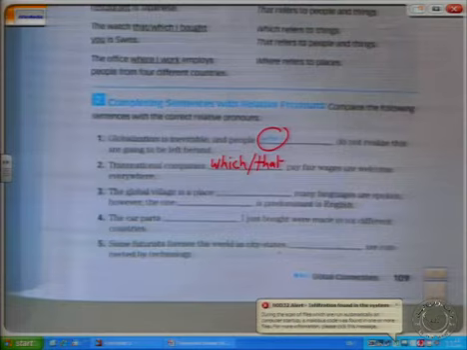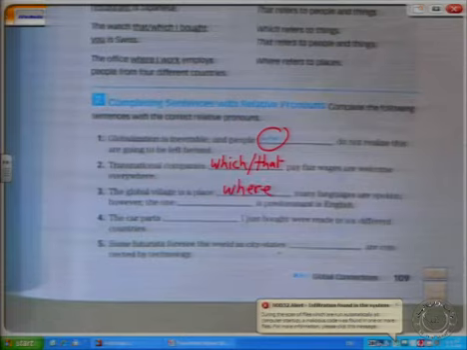Our sentence becomes: transnational companies which pay fair wages are welcome everywhere. Or transnational companies that pay fair wages are welcome everywhere. Number 3, the global village is a place. So place. What do we use with place? We use where, the pronoun where. So here we have to write where. The global village is a place where many languages are spoken.